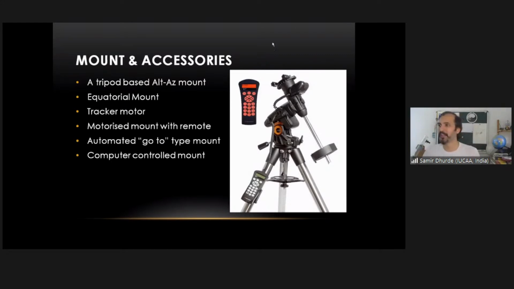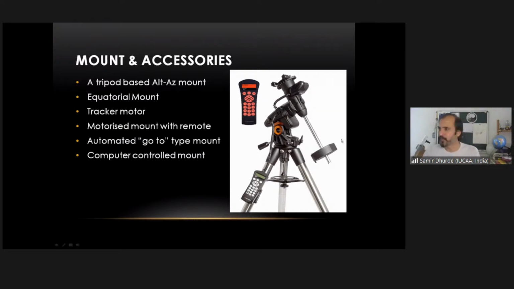And I don't want to make any advertisements, but this is one of the more popular mounts which is used by several colleges and universities. So you can see how sturdy it is, and this can easily take up the weight of a 10-inch, 12-inch kind of a telescope tube. Okay, so these are the mounts and accessories that you need to have.